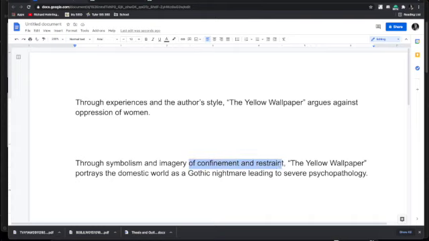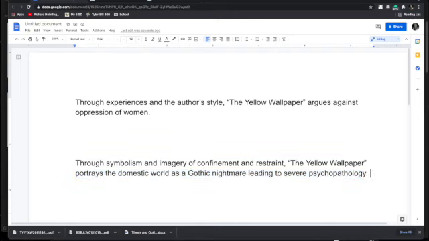Well, the ones I'm going to focus on all have to do with this idea of confinement and restraint, because we saw how the bed is nailed in place, but she's also locked inside a room. So this one idea that I took out of a source got me thinking about a somewhat broader but still very specific other elements that I could bring into the story. So now I have through symbolism and imagery of confinement and restraint, The Yellow Wallpaper, and then I can get more specific because of my thinking of this other source also, portrays the domestic world as a Gothic nightmare leading to severe psychopathology.